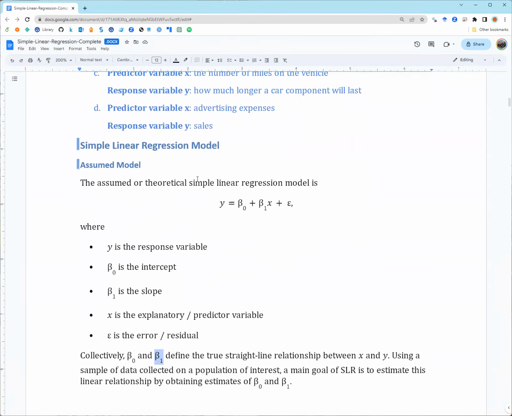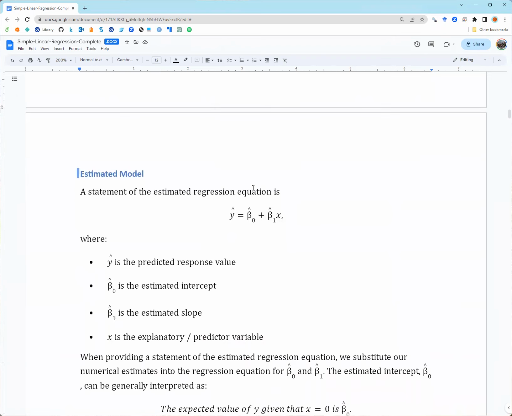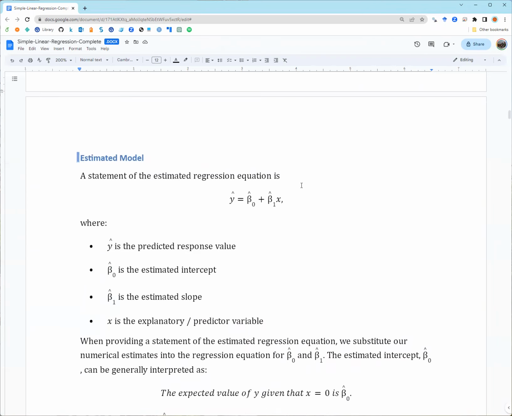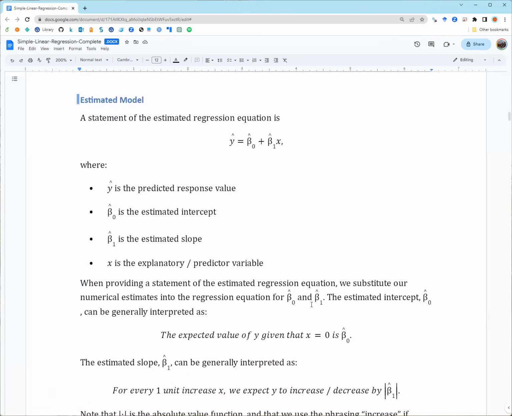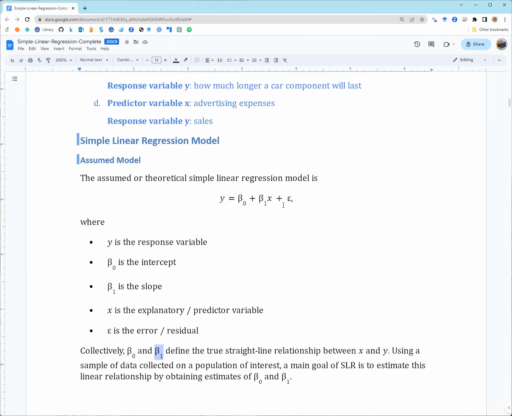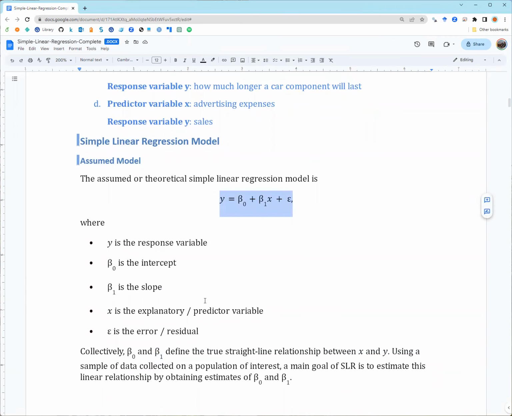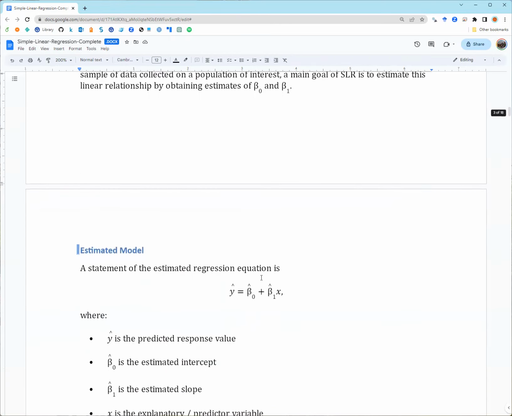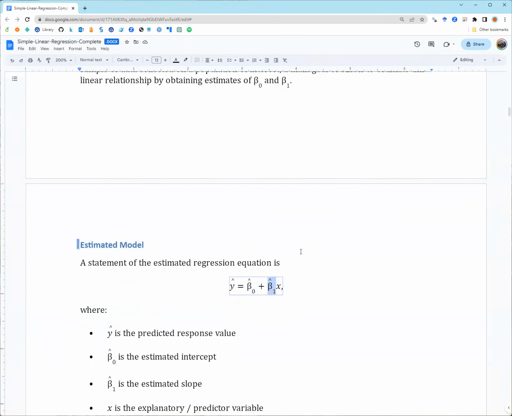And so the resulting estimates based on a sample of data help us form what's called the estimated regression equation. The estimated equation is what we use to get predictions. It's what we use to describe patterns that we see in the data. The assumed model or the theoretical model is what we are assuming holds true in the greater population of interest, but we don't ever actually get to see what the value of beta naught is or beta 1 if we don't have data on the full population. We just end up with these estimates based on a sample.